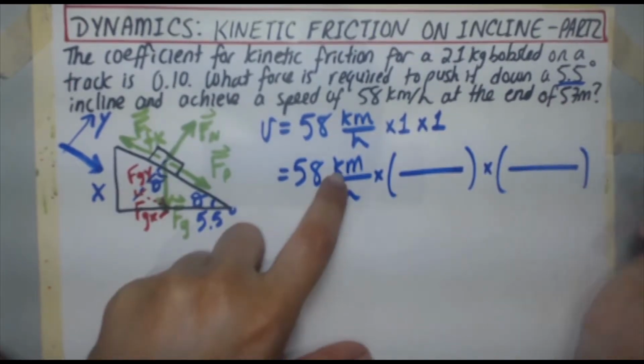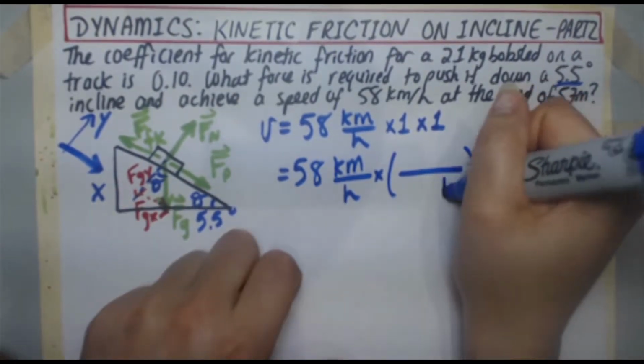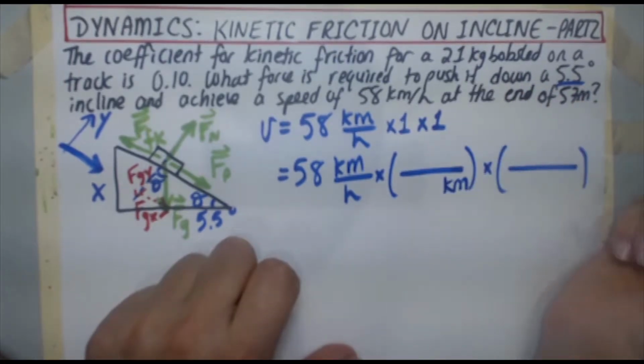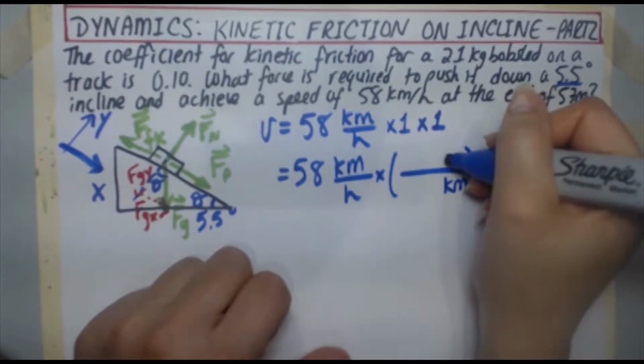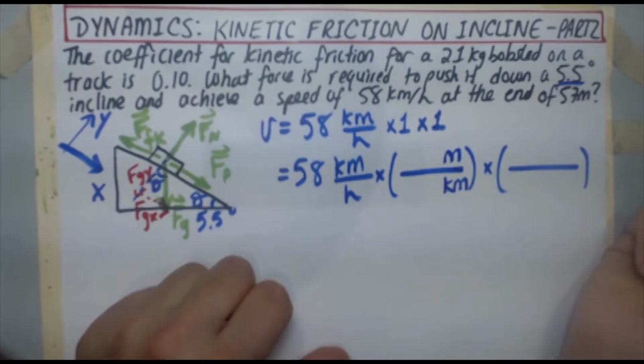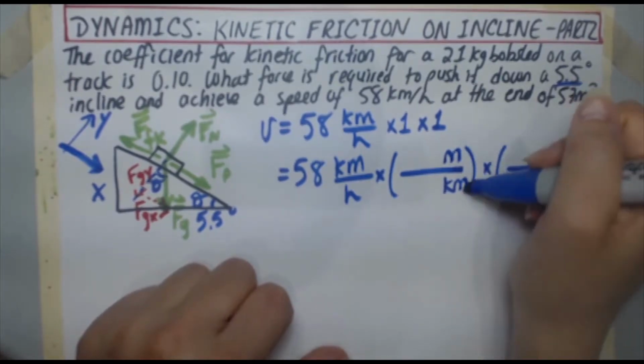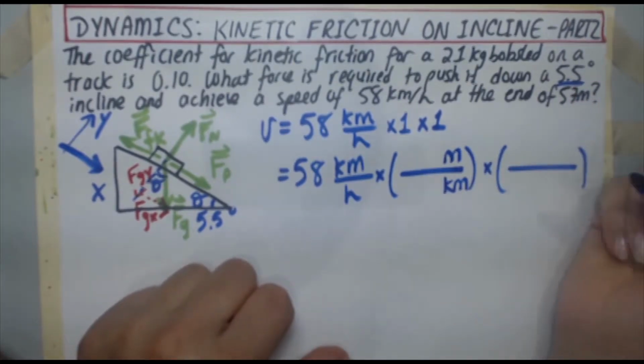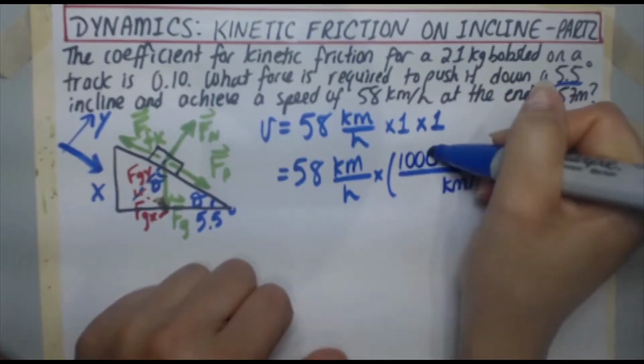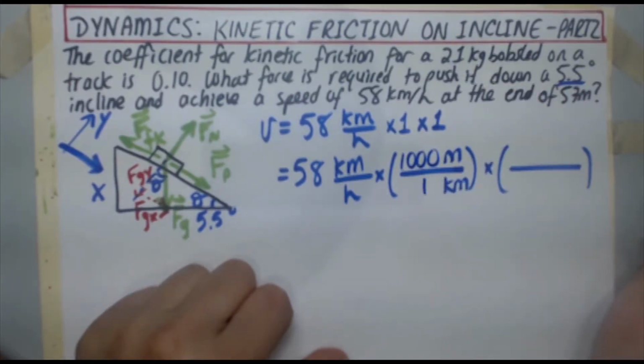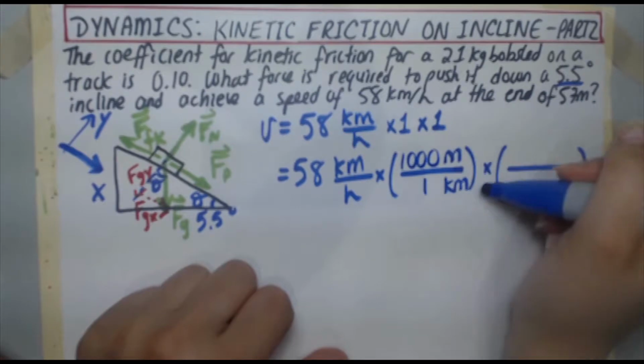Okay, so I'm trying to get rid of the kilometers, so I'm going to put that down here, right? Because they have to cancel. And I'm trying to get meters out of it, so I'm going to put meters on top. Then you ask yourself, what ratio of meters to kilometers equals 1? So 1,000 meters is equal to 1 kilometer. So this is equal to 1 here.